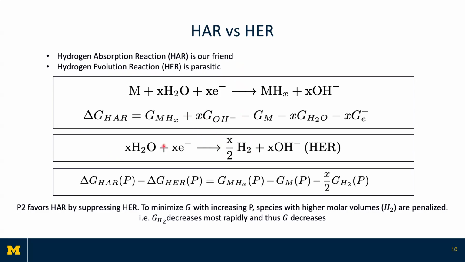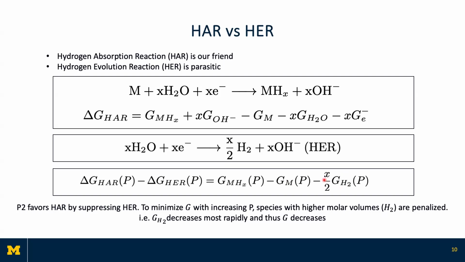What we want is for the hydrogen absorption reaction to occur more frequently. So the delta G for HAR minus the delta G of HER must be negative for us to observe more hydrogen absorption than hydrogen evolution. And this basically boils down to a simple equation that's determined by the free energies of the components. So we have the free energy of the metal hydride. The lower the free energy of the metal hydride, the more we favor HAR, right? The higher the free energy of M, the more we favor HAR, and then the higher the free energy or the chemical potential of hydrogen, the more we favor HAR.